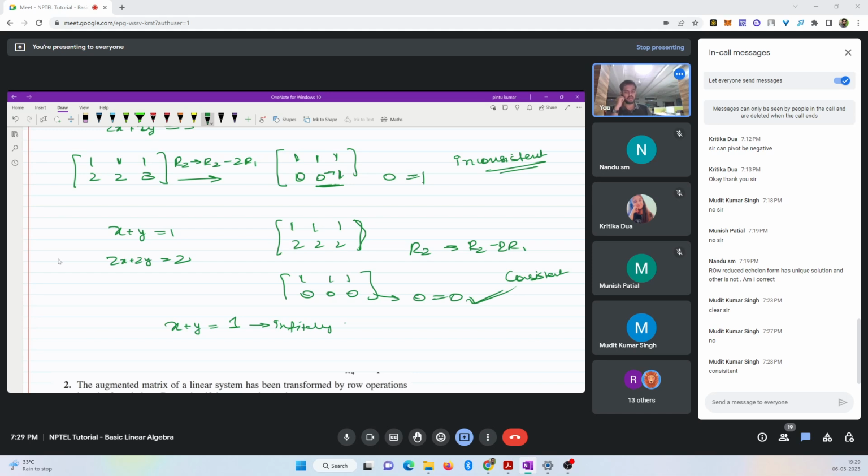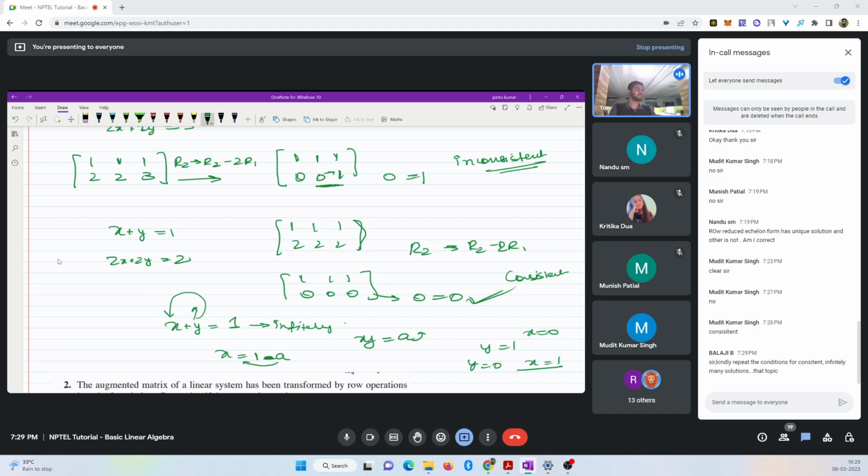You can take any value of y. Based on that value of y, you will get some value of x. Let's say you took y is equal to a, then x would be 1 minus a, right? So you have infinitely many solutions in this case. You keep changing the a, you will keep getting the x. Let's say you took y is equal to 1, then your x is 0. You took y is equal to 0, then your x is 1, right? So this will form a straight line probably, right? So you have infinitely many solutions to this system of equations.